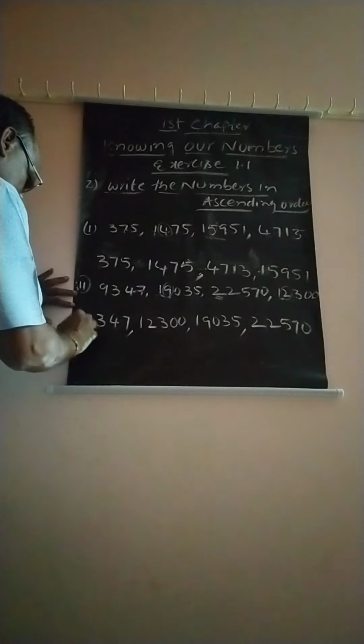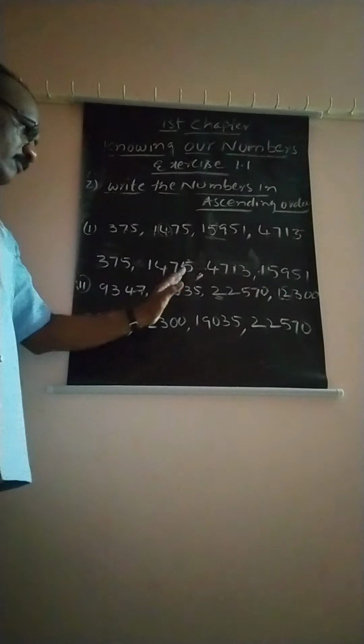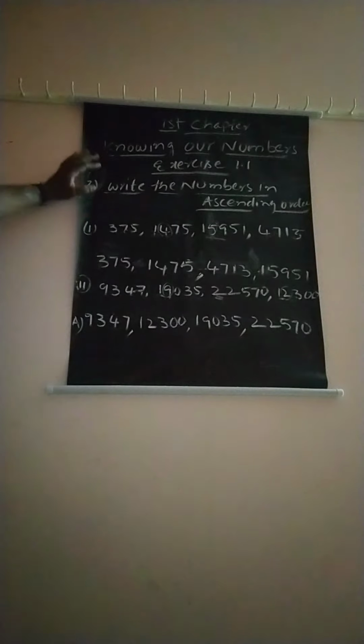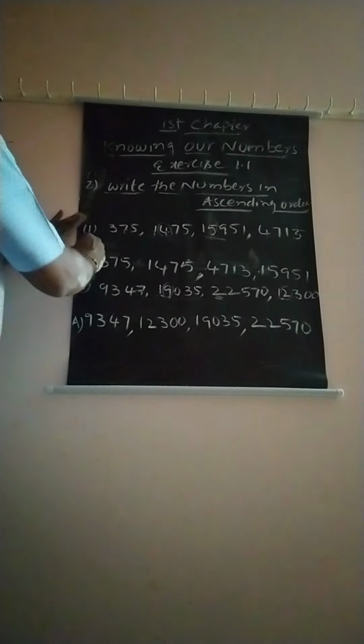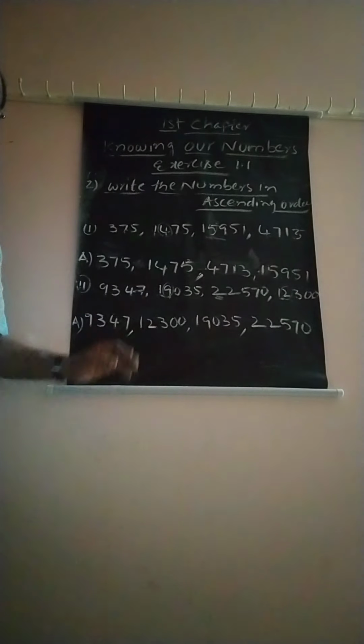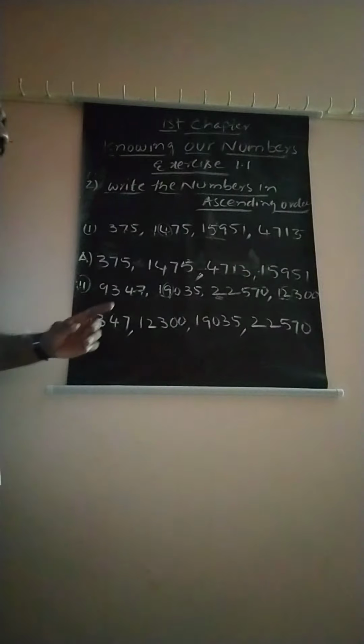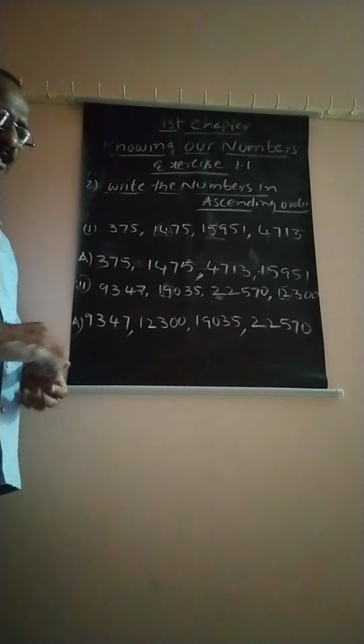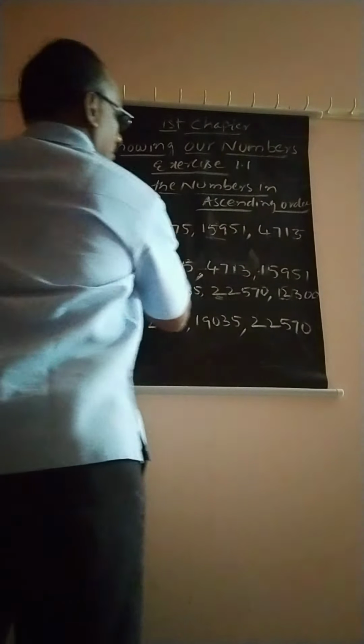This is the ascending order of the given numbers. There are two problems. This is the first problem, this is the answer. And second problem, this is the second answer. Like this you have to write down numbers in ascending order. Next, descending order. Now next one, descending order.